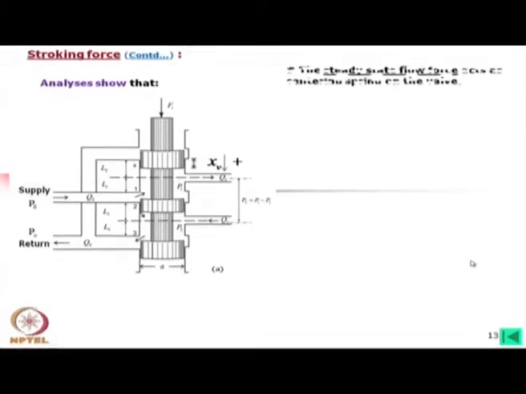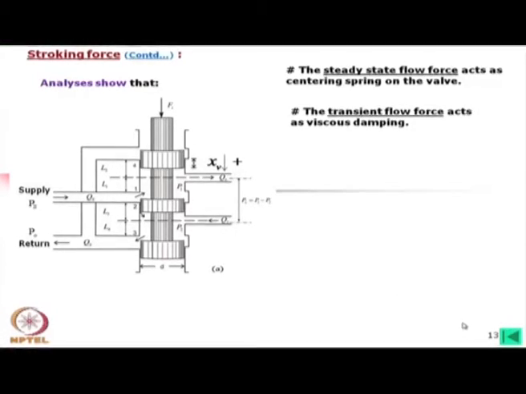Now, this analysis shows that the steady state flow force acts as a centering spring on the valve. We are not considering the mechanical spring, but the fluid spring, the steady state part, is apparently trying to center the valve, because it is opposing the opening. The transient flow force acts as viscous damping. So, definitely L1 and L2 have a great role in this spool motion.